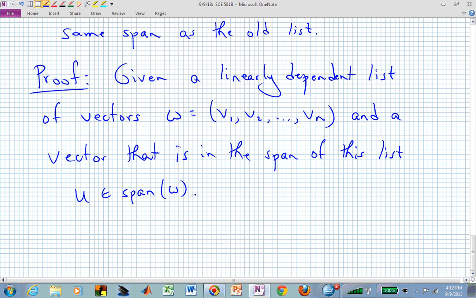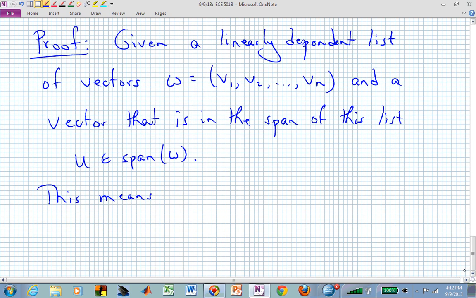What that means then is that we can form a linear combination of those V's to create U. That's all that means if we say U is an element of the span of W. So that means that we can write U as alpha 1 V1 plus alpha 2 V2 up to alpha sub n V sub n.